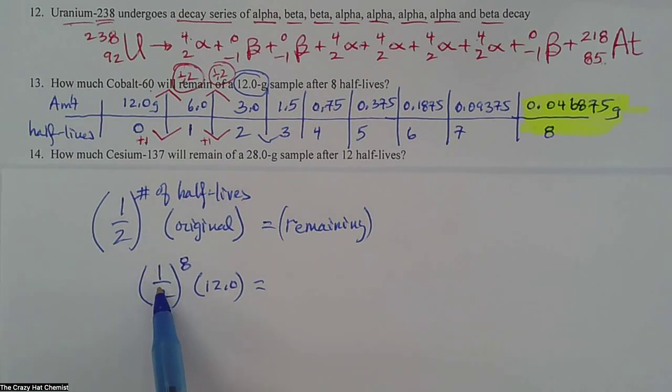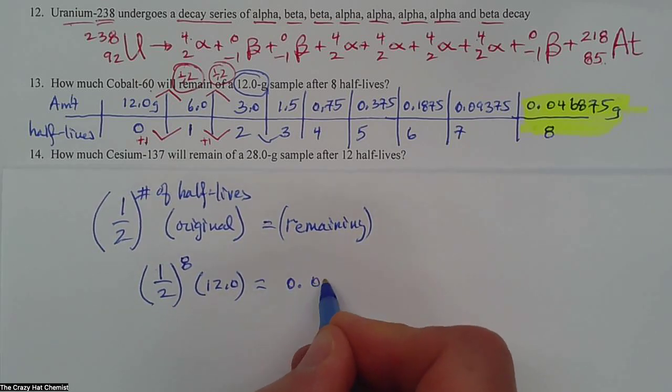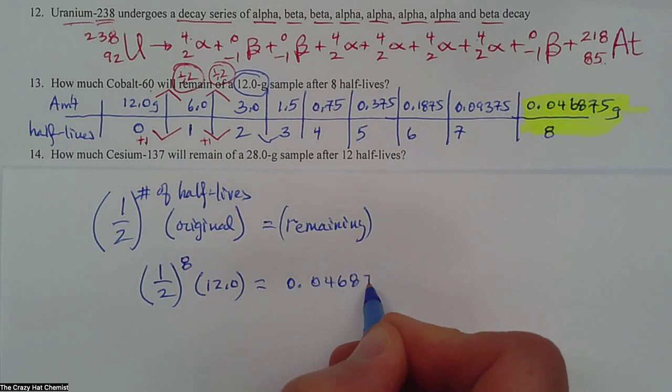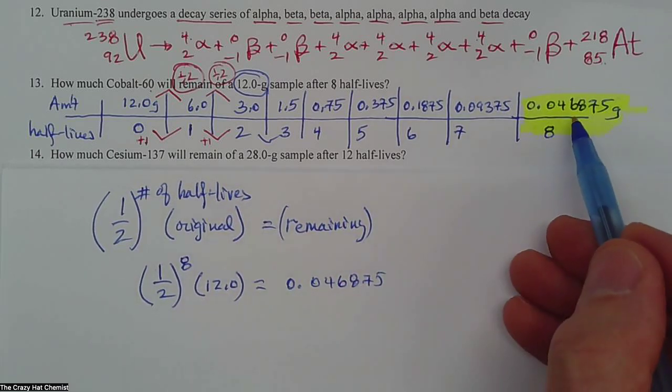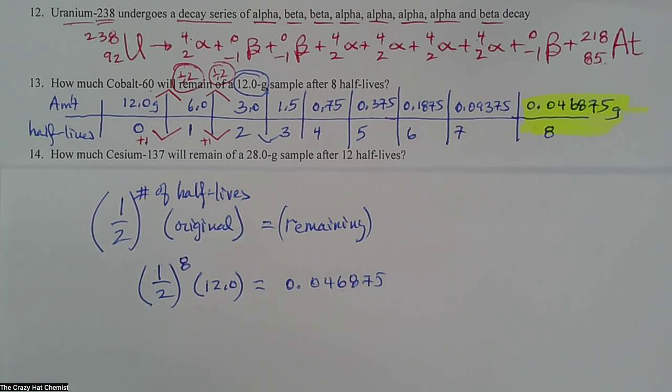That's 1 divided by 2, which is 0.5, to the power of 8, that is 0.0039. And then I'm going to multiply that by 12, and I'm going to get 0.046875, which is the same number that I got right there. Perfect. That's an alternate method of doing it in one step.